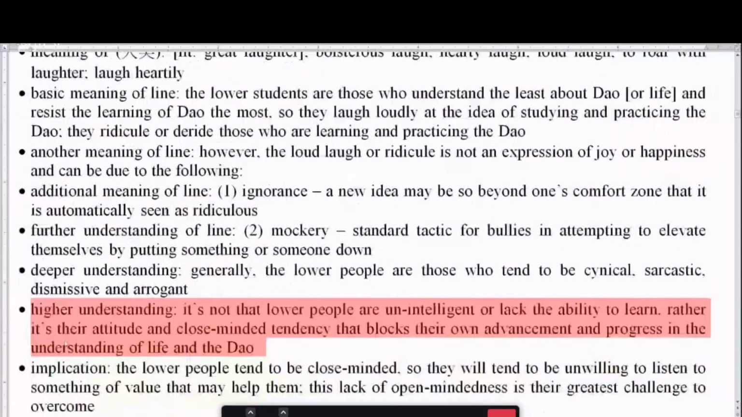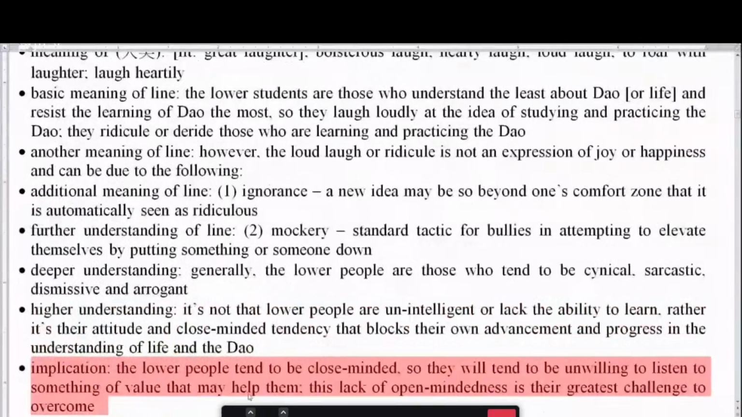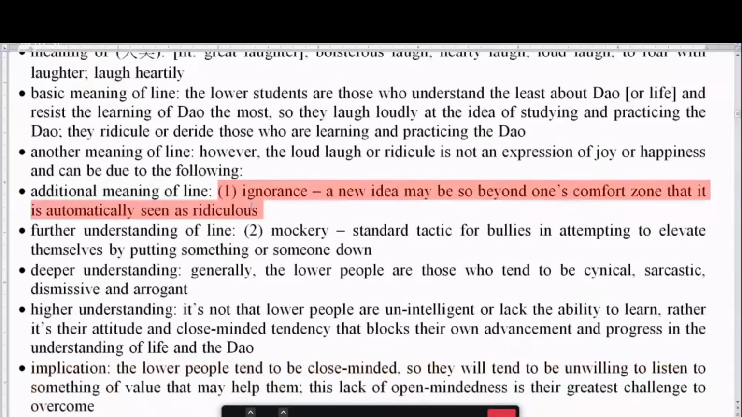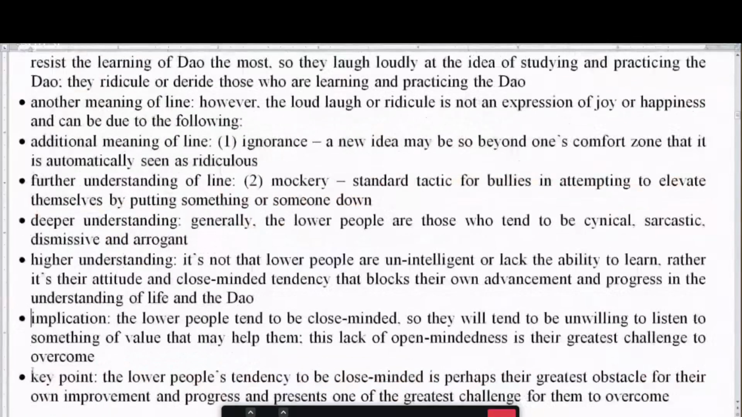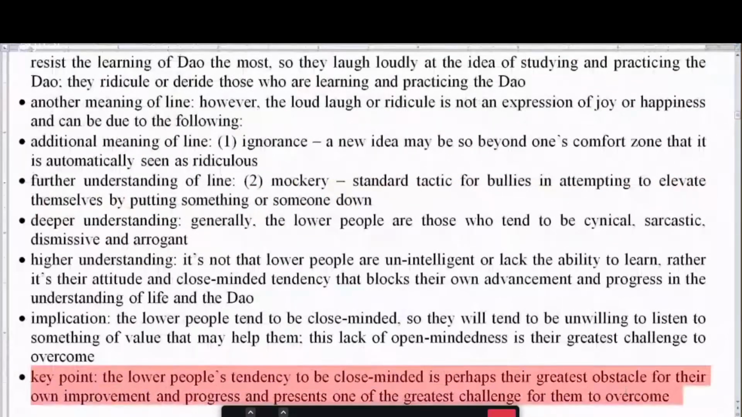So the implication is the lower people tend to be closed-minded. So they will tend to be unwilling to listen to something of value that may help them. This lack of open-mindedness is their greatest challenge to overcome. So you can say that is all due to ignorance. Yeah, that's true. That's part of the three poisons. So the key point is the lower people's tendency to be closed-minded is perhaps their greatest obstacle for their own improvement and progress and presents one of the greatest challenges for them to overcome.